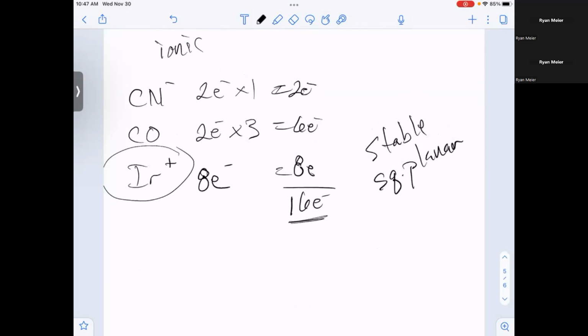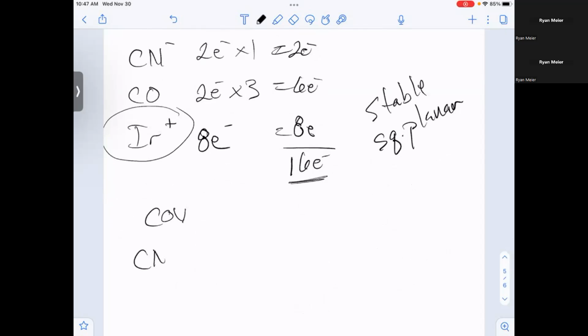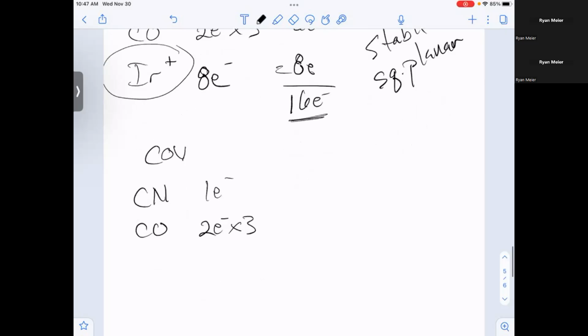Questions? Before I move on, if I did the covalent route in terms of what changes, cyanide has to be treated as neutral. So instead of 2 electrons, it's 1 electron. Carbonyl is still the same, 2 electrons for each of them for all 3. And now instead of iridium +1, it's just plain iridium, which will have 9 electrons, which when I add up the total is still 16. So again, either method, whichever is more comfortable.